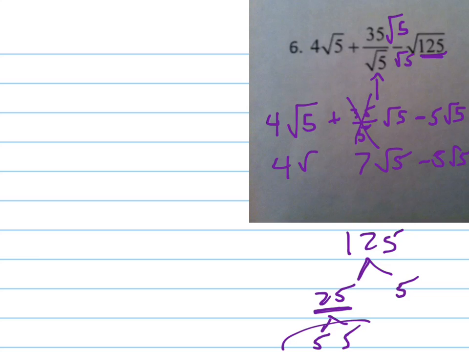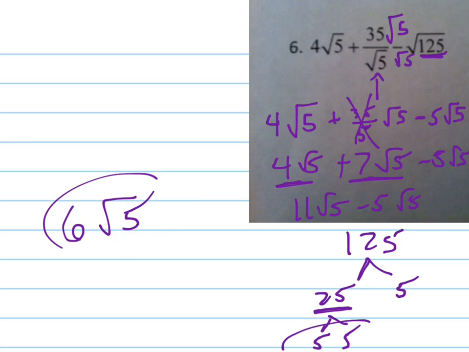So now I can add like terms together. 4 root 5 plus 7 root 5 is 11 root 5. Minus 5 root 5 is 6 root 5. That's your answer. That's how you do those problems. Radicals.